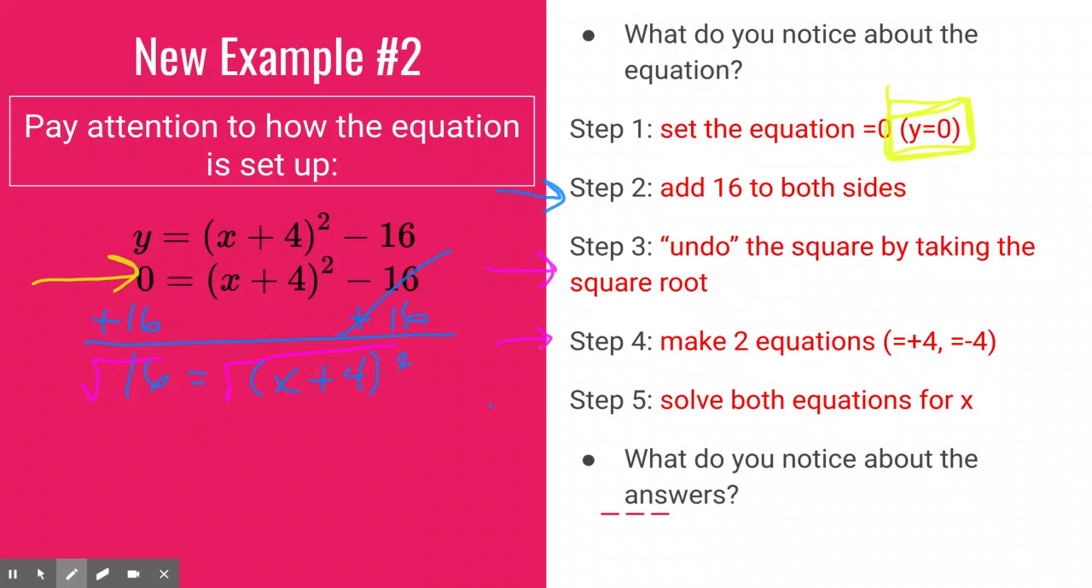And what does that equal? It equals plus and minus, so it's going to be equal to a positive and a negative 4, x plus 4. And here, this is where we can make two equations. So I'm going to do it here. 4 is equal to x plus 4. And then I'm going to put negative 4 is equal to x plus 4. In both these equations, I must subtract 4 to cancel it out.